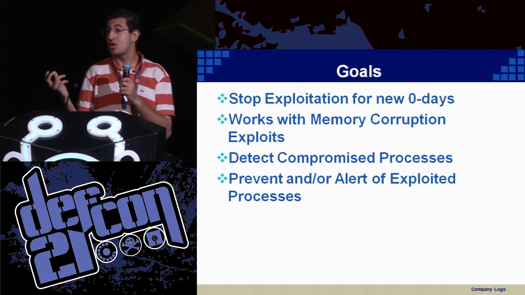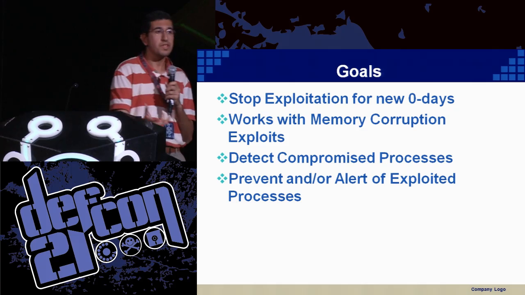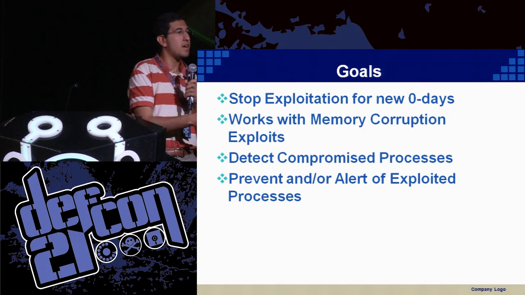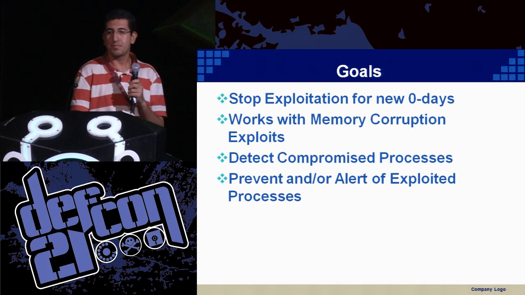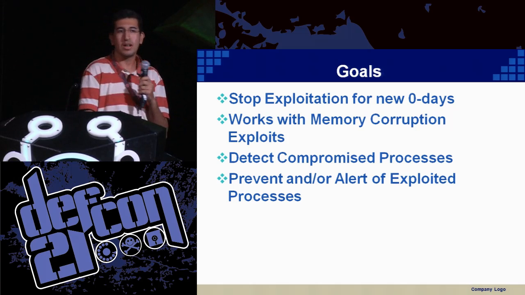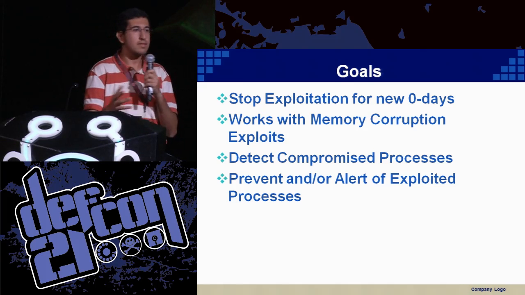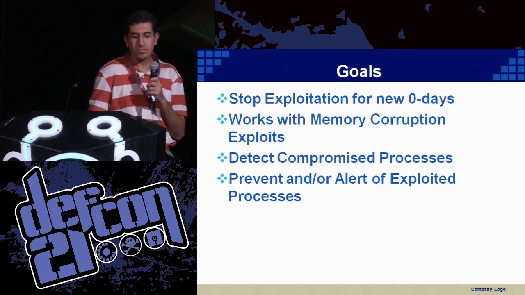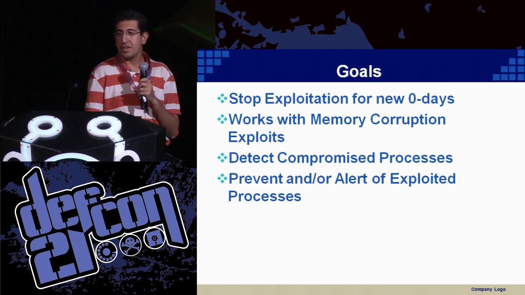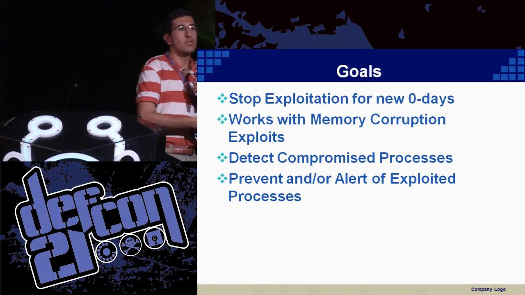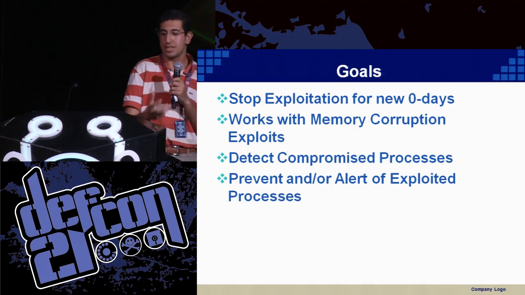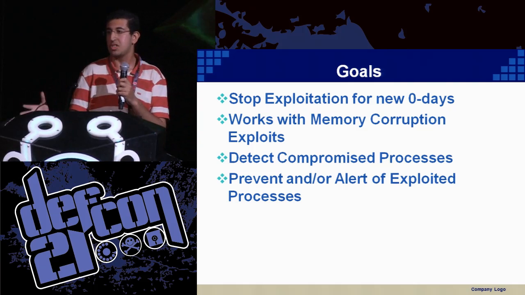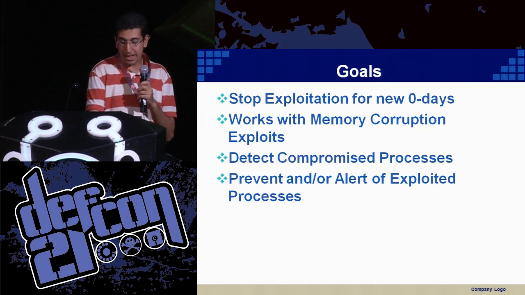It detects compromised processes. If you have an attacker and a malicious PDF file running, and it exploited your process, the tool tries to detect that this process was compromised, is doing unknown behavior, or has some corruption in its memory, and it stops that. It prevents it or alerts someone in the company, the IT administrators or the security team, that a machine or a client has been hacked.